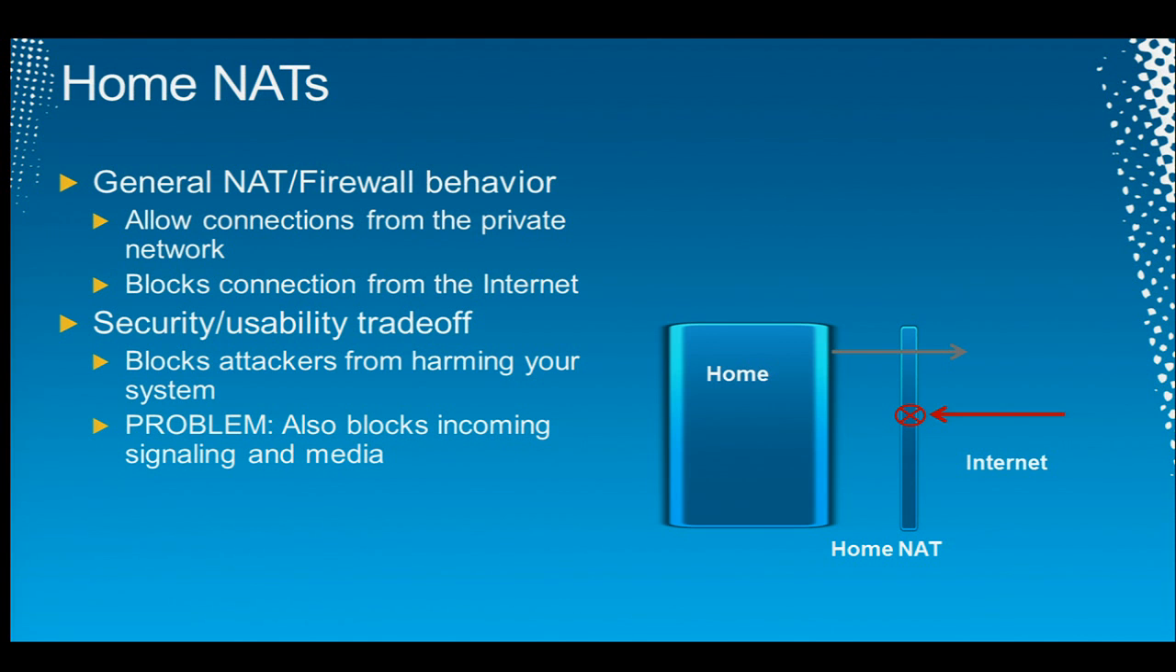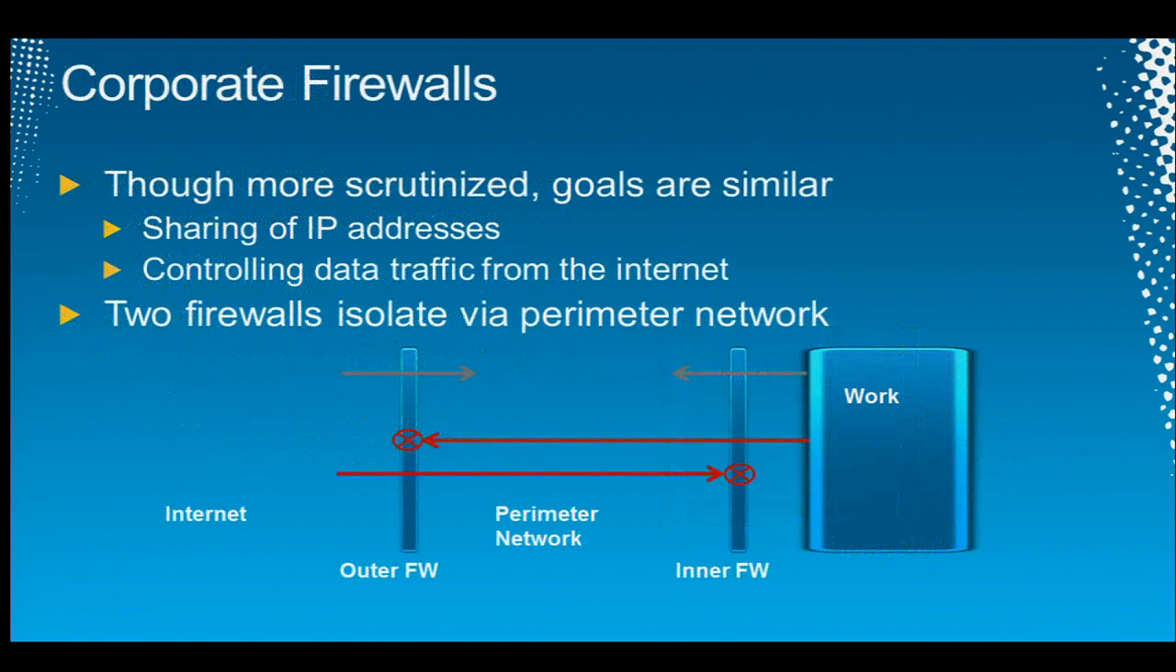So home NATs. We talked a little bit of routers, for example, at home. You get your wireless router or just a regular router. And in general, NATs and firewalls behave. What they try to do is they basically block you from having access, right? The whole point is to protect your internal network. So it allows connections from the private network outbound, but it blocks connections from the internet. It's for protection. It also does scalability and security and usability trade-offs. So it blocks the attackers from harming your system, which is good. But the converse of that is that, the problem is that it also blocks incoming signaling and media. So if somebody's trying to call you, that signal is going to be blocked because it can't get past your firewall. So we need to find a solution for that.